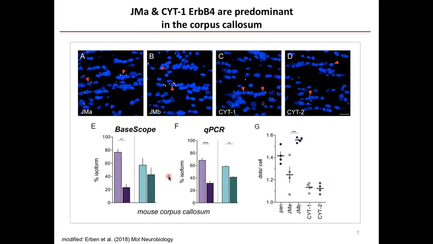Interestingly, if one carefully analyzes the distribution of BaseScope signals in positive cells, you can see that there are distinct patterns of expression. While JMa was expressed evenly throughout the corpus callosum in many cells at low levels, there were a few cells that were positive for JMb, but they expressed high expression levels. These differences were also reflected in the quantifications. Based on these observations, which I should stress were only possible by the use of BaseScope and not qPCR, we hypothesized that the JMa and JMb ErbB4 isoforms are expressed in distinct cell types.